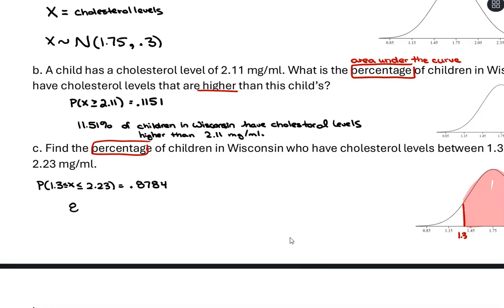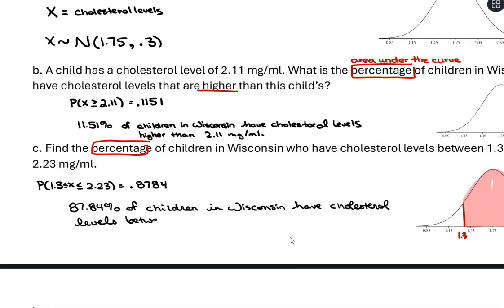So we could say 87.84% of children in Wisconsin have cholesterol levels between 1.3 and 2.23 milligrams per milliliter.